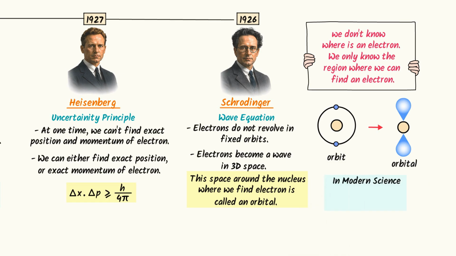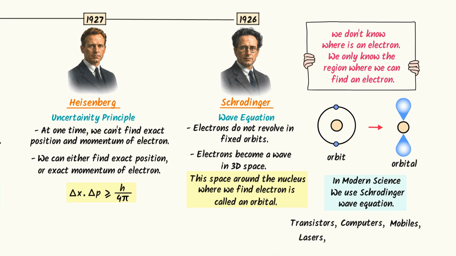In modern science, we use Schrödinger wave equation to predict the behavior of an electron inside an atom. I mean, all the modern technologies are built upon Schrödinger wave equation and quantum mechanics, like transistors, computers, mobile phones, lasers, semiconductors, and Wi-Fi. I hope that you learned all these amazing discoveries.